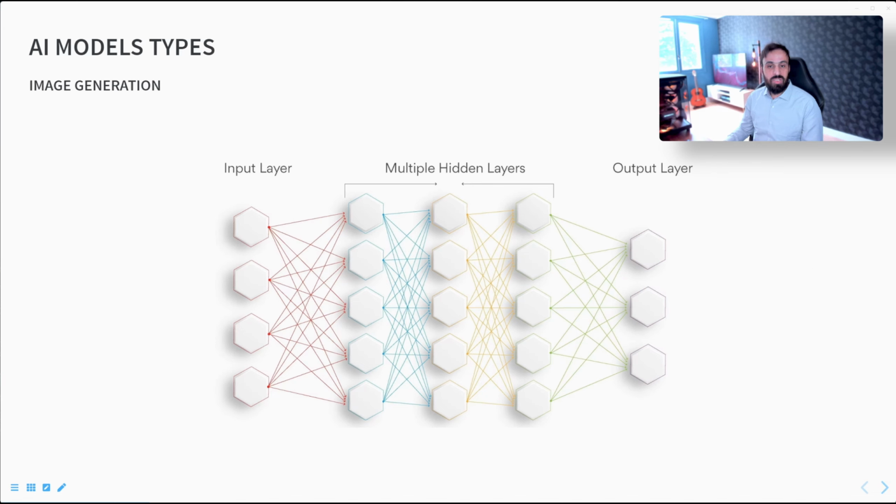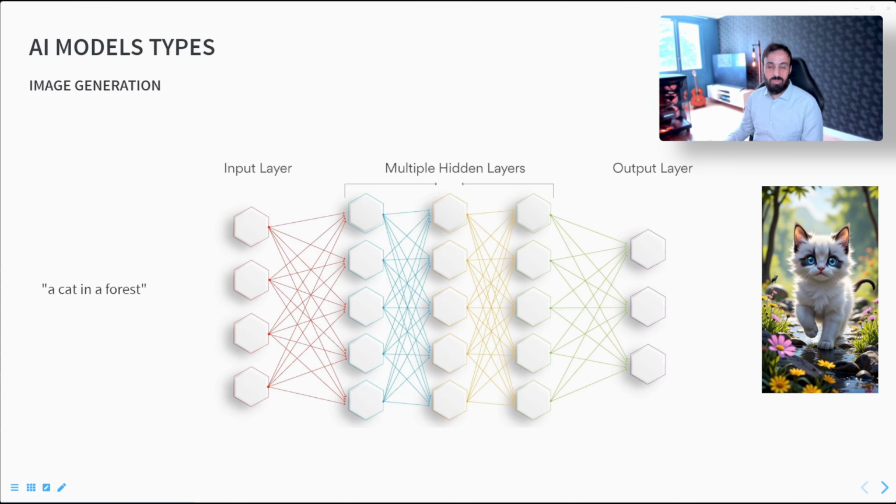Next, we have image generation. Here, the AI works with a different kind of neural network designed to create visuals. Let's take a simple input like a cat in a forest. The neural network processes this input, combining patterns it has learned about cats and forests. The output is a unique image that matches the description, as you can see here. This capability is part of what makes generative AI so versatile. It can create highly detailed original images just from text.